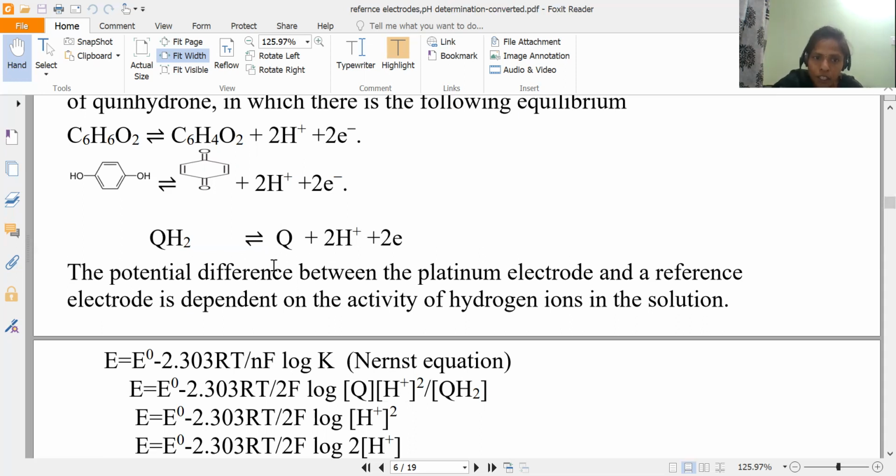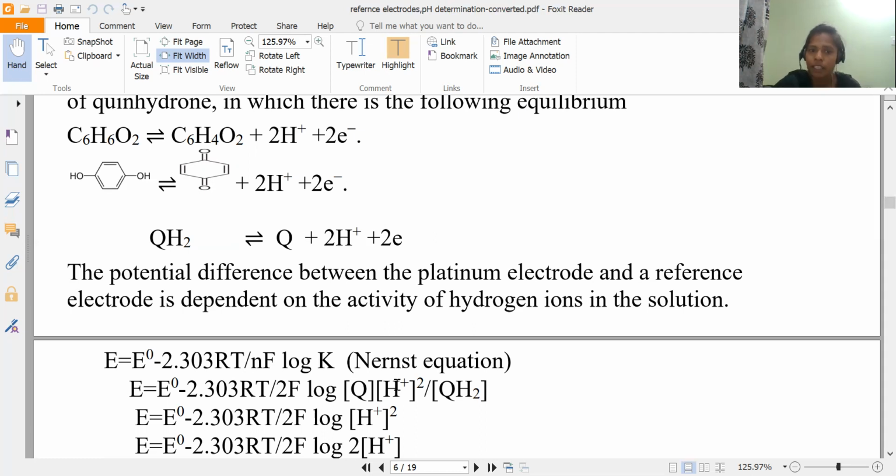So Q concentration, in place of the plus we put a multiplication symbol, and H+ to the power 2. The number of moles must be the power. So Q into H+ squared, divided by the QH2 concentration. This is what we write in place of K. So in place of n we put 2, and in place of K we put [Q][H+]² divided by [QH2]. That is what we have written here: E = E° − 2.303 RT/2F log [Q][H+]²/[QH2].